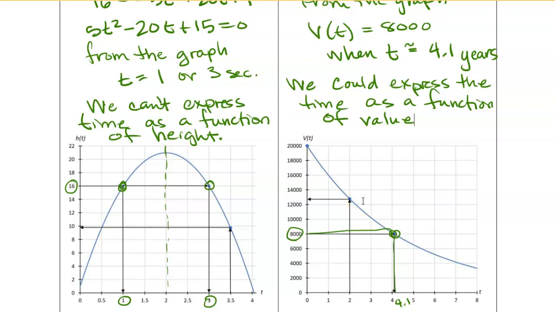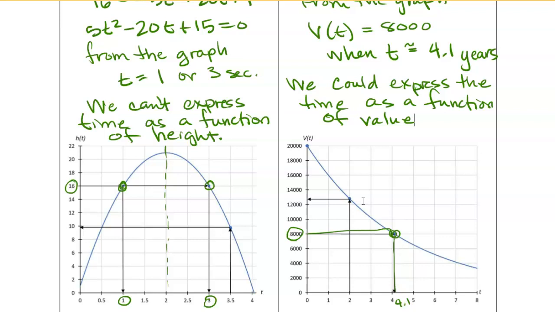One of them we can reverse: this depreciation problem where we're looking at the value of the car. We could reverse it and theoretically express time as a function of value, whereas we cannot do that for the other function, the function where we toss the ball up into the air. That's because if we tried to do that, we would not get a function. So the first function where we toss the ball is not invertible.